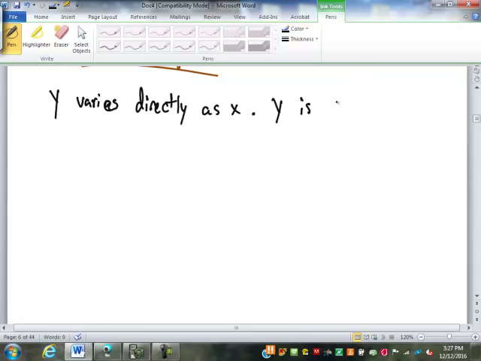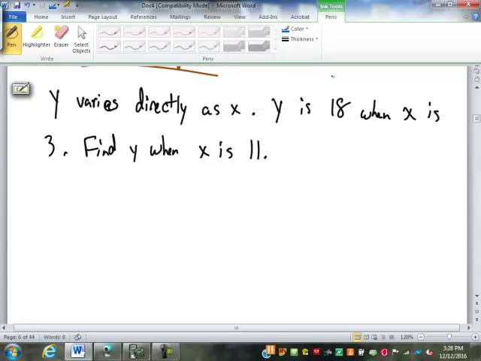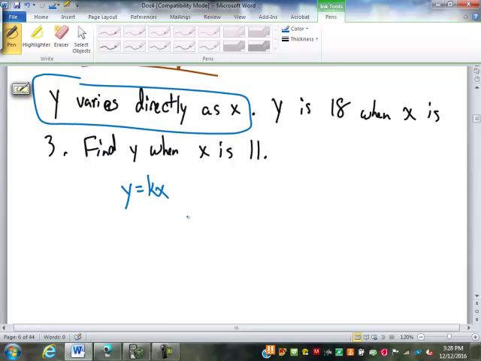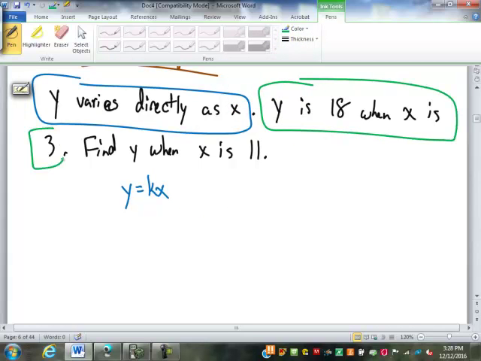Y is 18 when X is 3. Find Y when X is 11. So again, Y varies directly with X. It's telling us the relationship. Y equals KX. Next, Y is 18 when X is 3. That's that initial condition. So what's going to go in for Y?